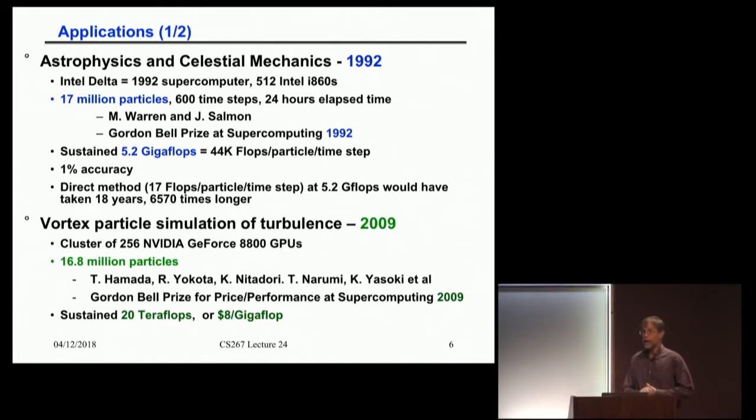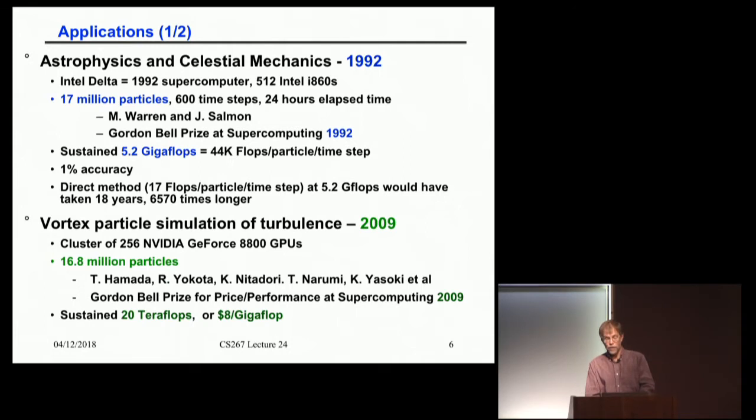Let me move up to 2009. This was a cluster of 256 NVIDIA GPUs, and it was almost exactly the same number of particles, about 17 million. And now they won a different kind of Gordon Bell Prize, because there's also a prize for the cheapest simulation, measured in dollars per gigaflop. In this case, the record that they set was they managed to run at 20 teraflops at full speed, and they did it for a cost of $8 per gigaflop, counting just the hardware.